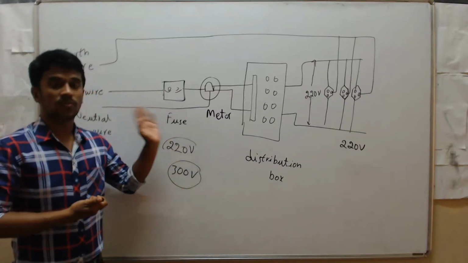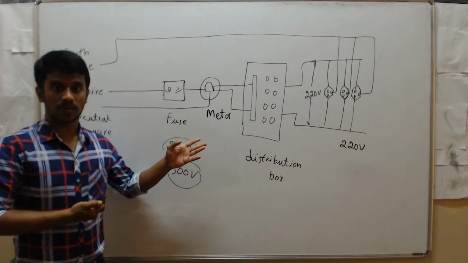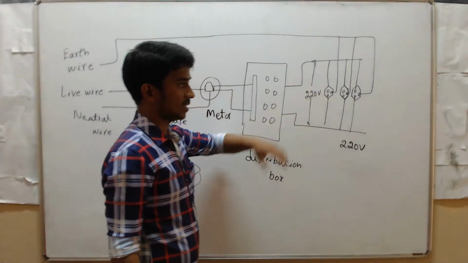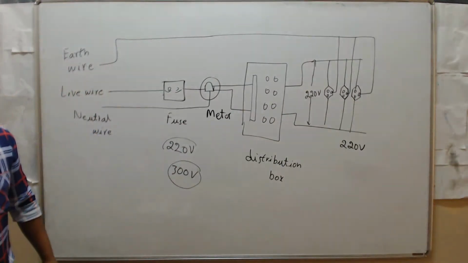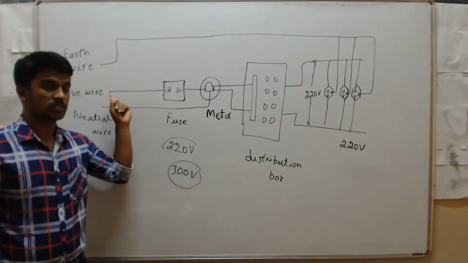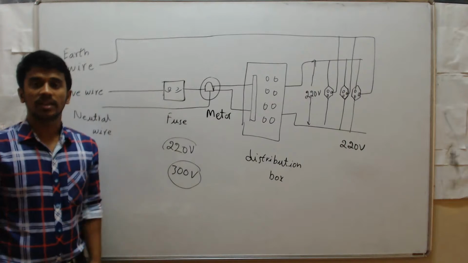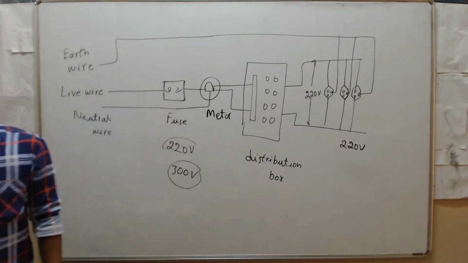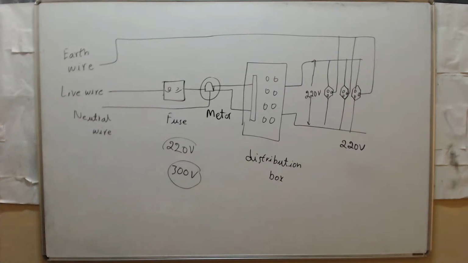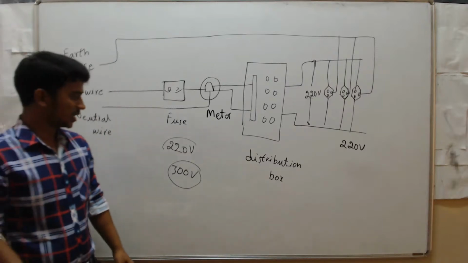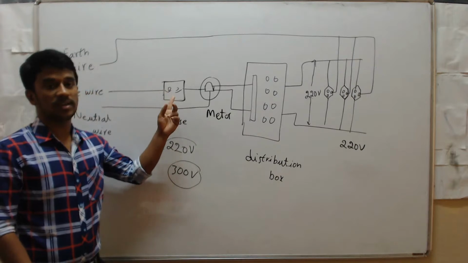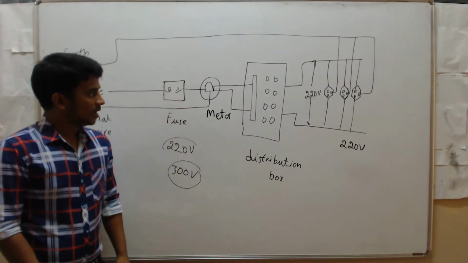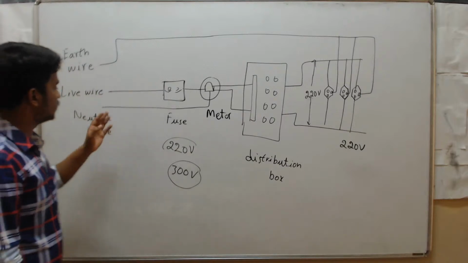So this is the safety purpose of all these electric gadgets. First we connect the live wire to the electric fuse. That's why we call the fuse a safety device or a circuit breaker. If the voltage increases or is in excess, then it melts and breaks the circuit. Then we pass to the meter.